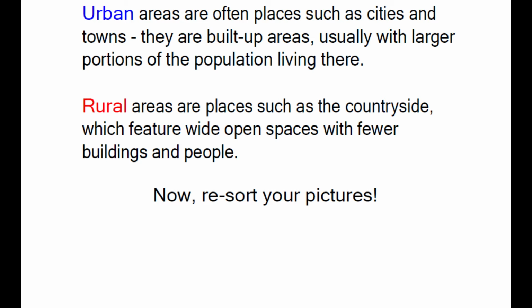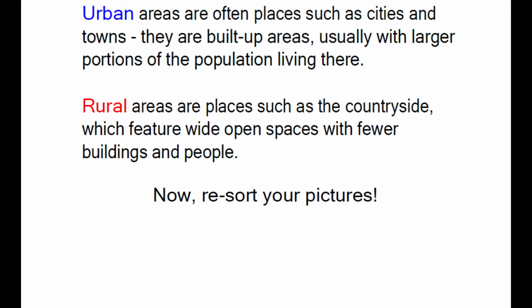Let's start by clarifying what we mean by urban and rural. Urban areas are often places such as cities and towns. They are built-up areas, usually with larger portions of the population living there. Rural areas are places such as countrysides, with wide open spaces with fewer buildings and people.